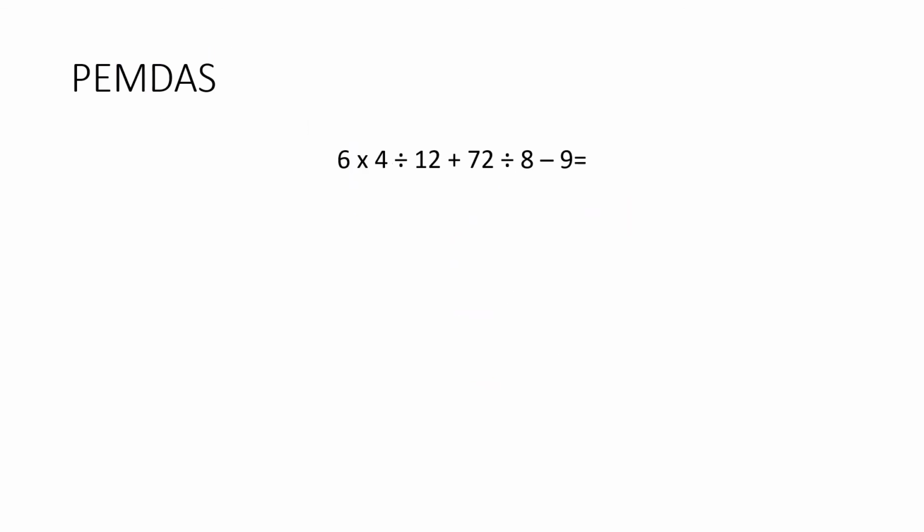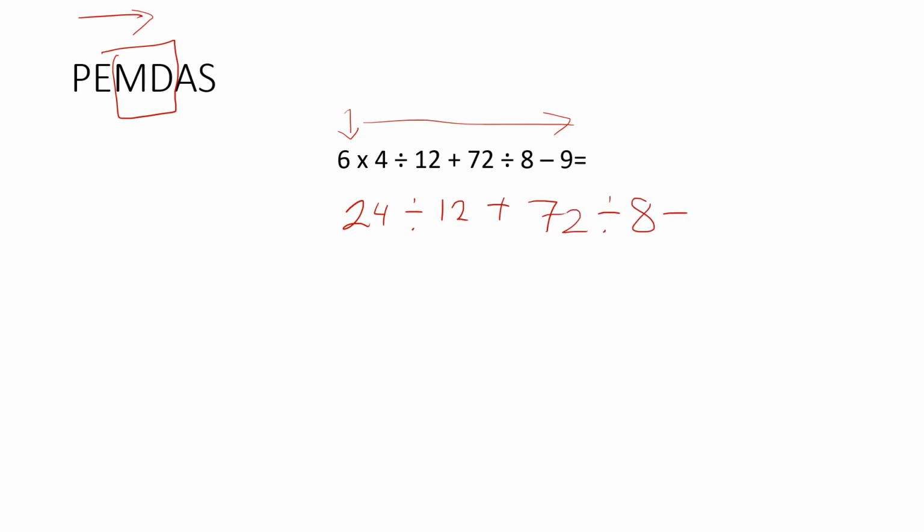How about this guy? 6 times 4 divided by 12 plus 72 divided by 8 minus 9. Oh my word, so much there. No parentheses, which is nice. But our first step, remember, is multiply and divide, going from left to right, whichever one comes up first. So looking left to right in this problem, the first multiplication or division problem that we find is this 6 times 4 right here. So we're going to do that first. 6 times 4 is 24. Copy down the rest of your problem, divided by 12 plus 72, divided by 8 minus 9.